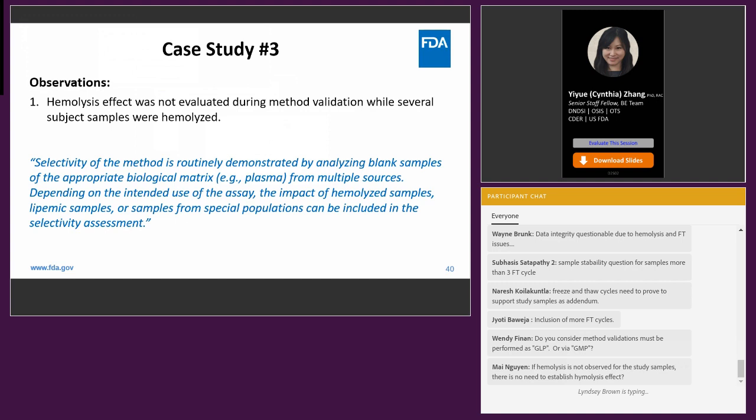Selectivity of the method is routinely demonstrated by analyzing blank samples of the appropriate biological matrix from multiple sources. Depending on the intended use of the assay, the impact of hemolyzed samples, lipemic samples, or samples from special populations can be included in the selectivity assessment.